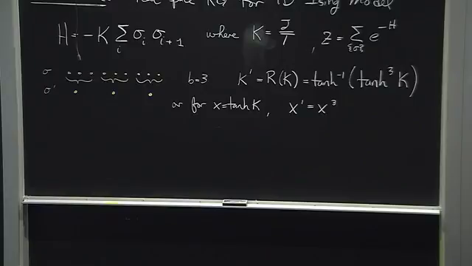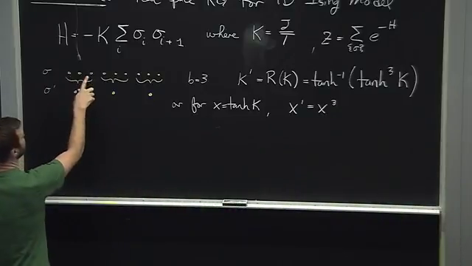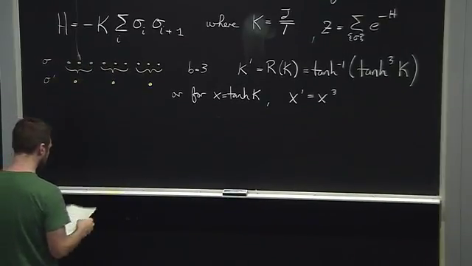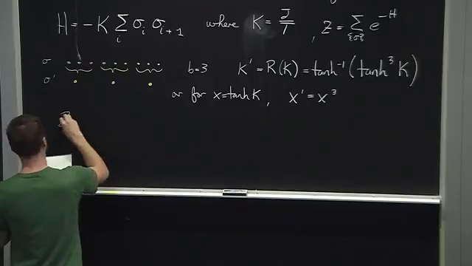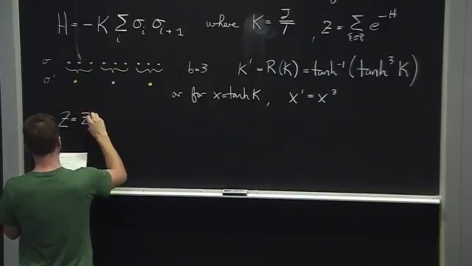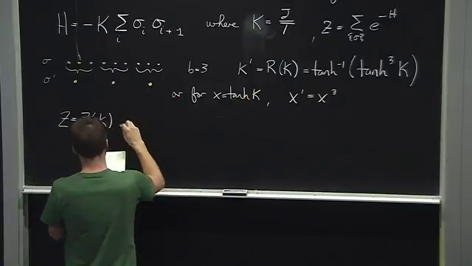What you've done is you've traced out. Remember, we decimated, so we traced out 2 degrees of freedom for every block. And so that left us with Z, which is Z of K. Let me write it like that. So that's what I have written up here.